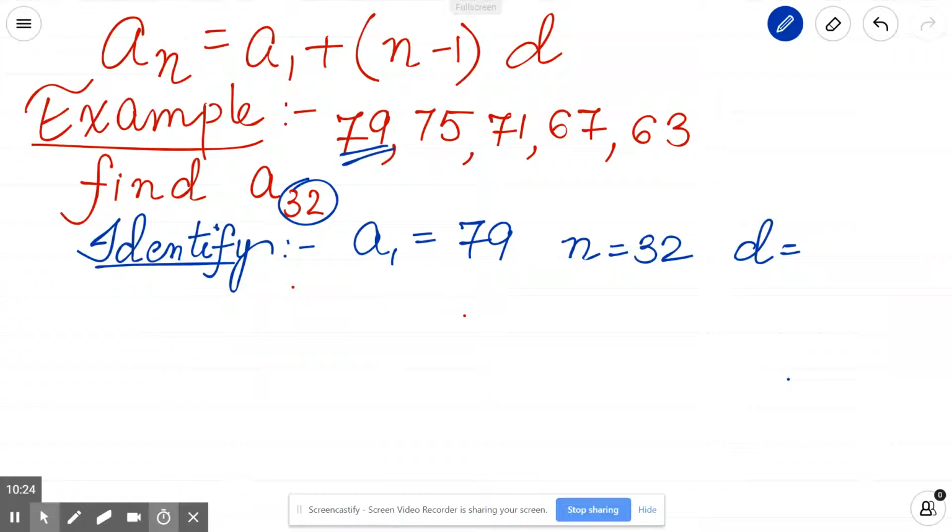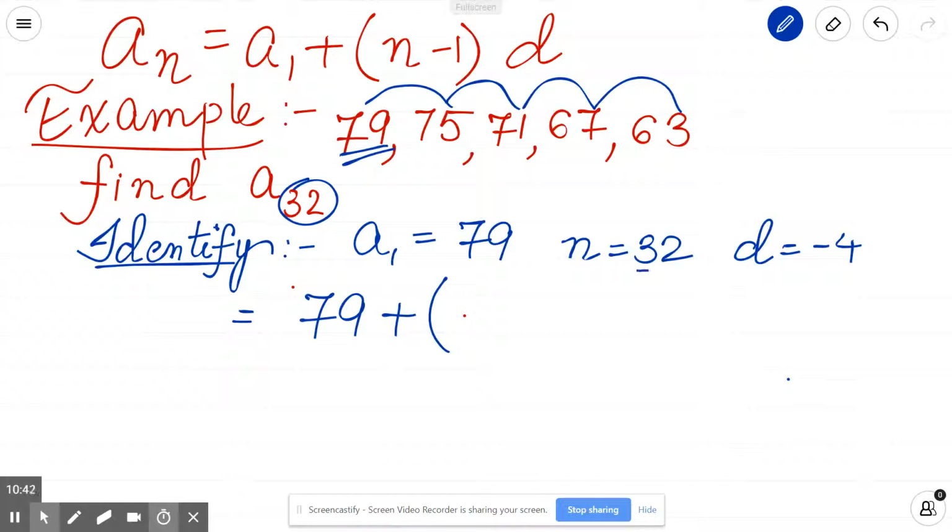Common difference will be, from 79 it came to 75. So that means I'm subtracting 4. Let us check if we are doing that same here also. So it looks like yes, we are subtracting 4 every time. Now let us apply it in the formula. A1, it will be 79 plus what was N? 32. 32 minus 1 times D. D is negative 4.